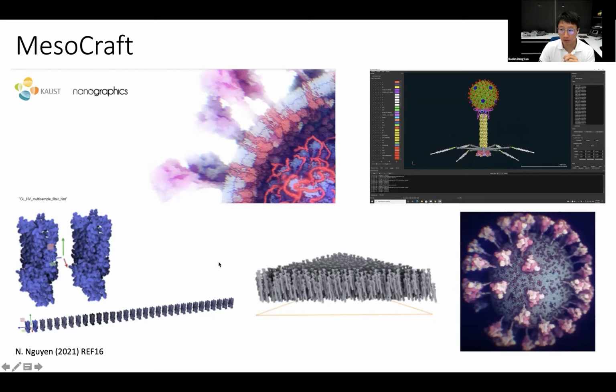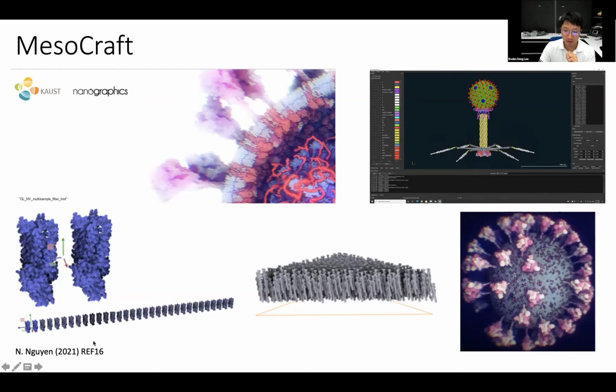Lower left shows that after you specify the so-called siblings rule between two instances of the same protein, a line of this type of protein will be automatically populated once you apply the rule. In the middle, it shows the result of creating a lipid monolayer patch. On the right, it shows the SARS-CoV-2 model created by MesoCraft. This tool is published in this year's IEEE TVCG.